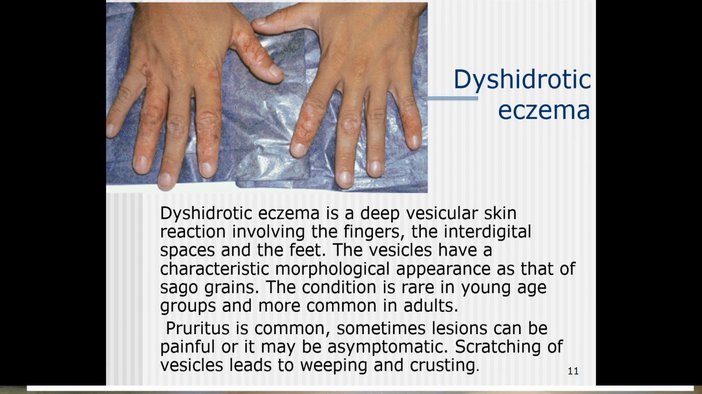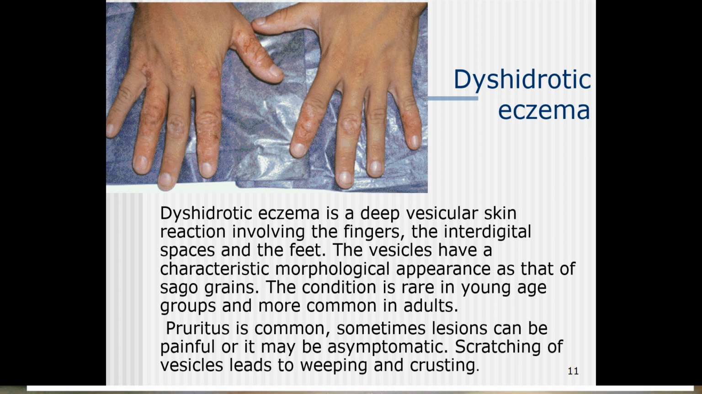Dyshidrotic eczema. Dyshidrotic eczema is a deep vesicular skin reaction involving the fingers, the interdigital space, and the feet. The vesicles have a characteristic morphological appearance like that of sago grains.